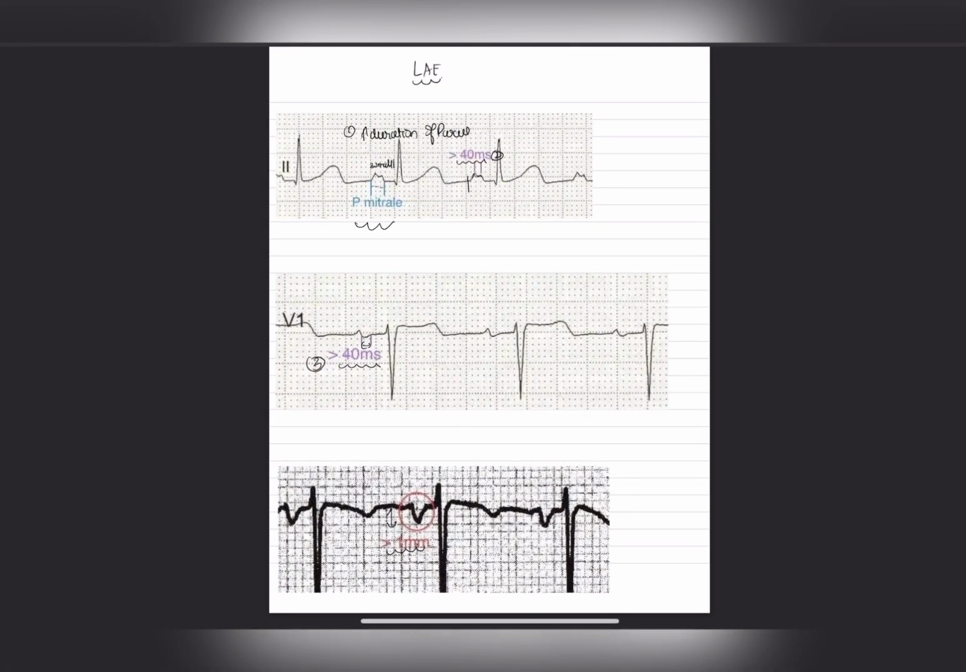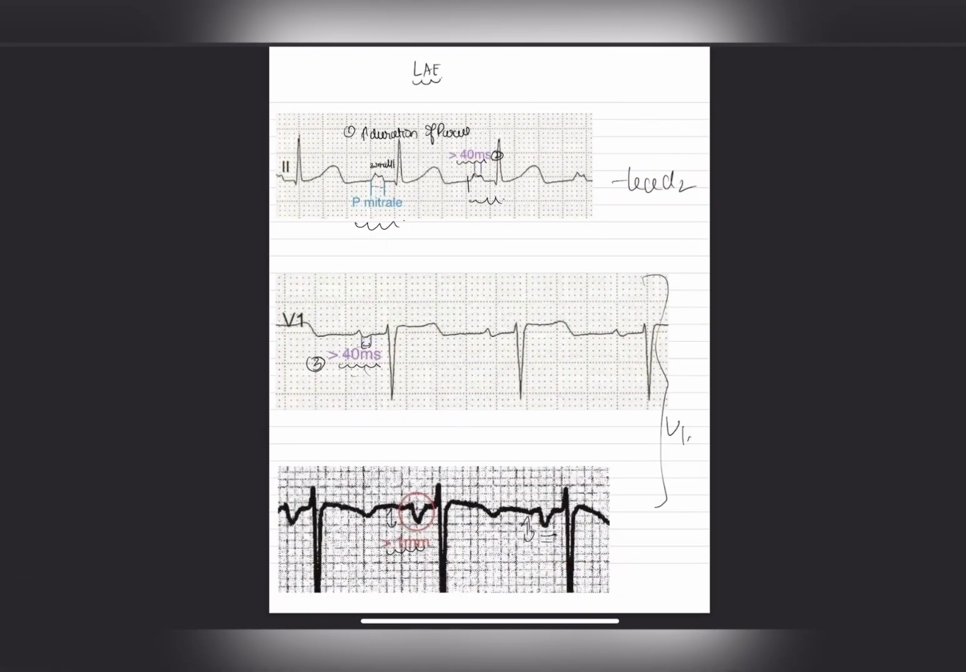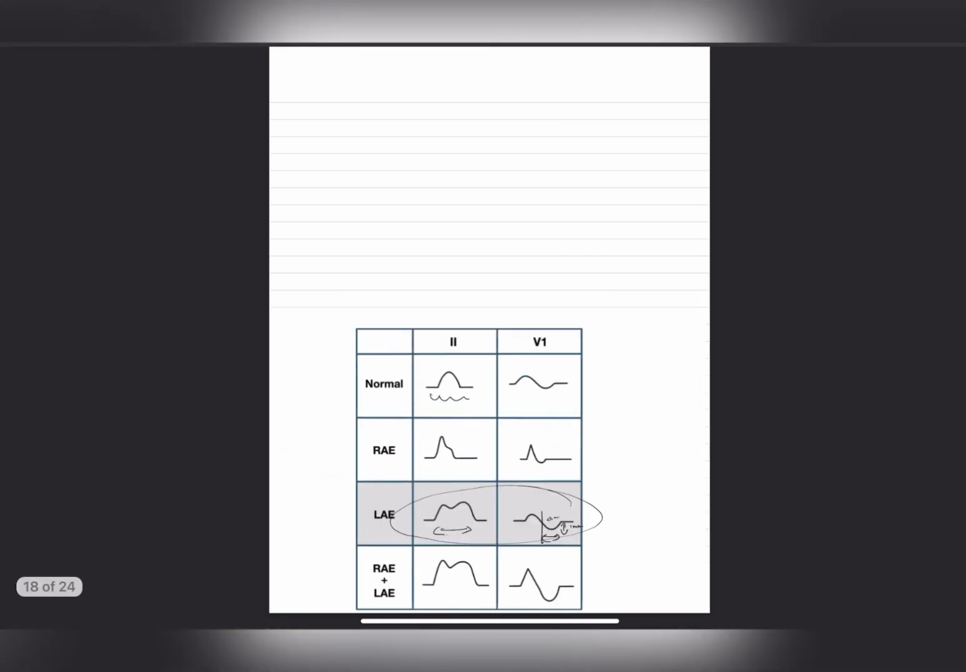The width will be increased. The distance between the two peaks will be increased. This is lead 2. In V1, we have an increase in depth of the terminal P wave, and also a wide terminal P wave of more than one small box. All these 4 findings constitute the picture of left atrial enlargement. Along with this, another clue will be left axis deviation, which will also suggest left atrial enlargement.